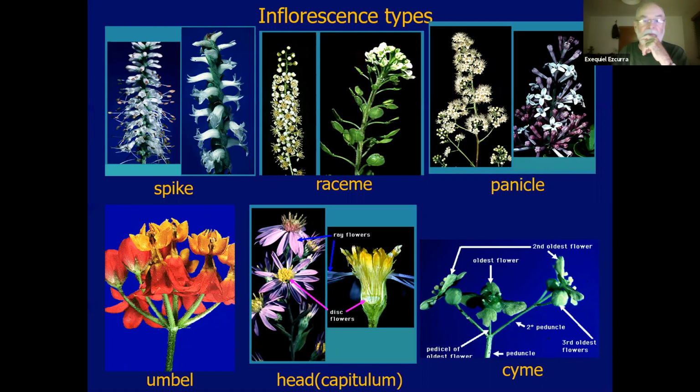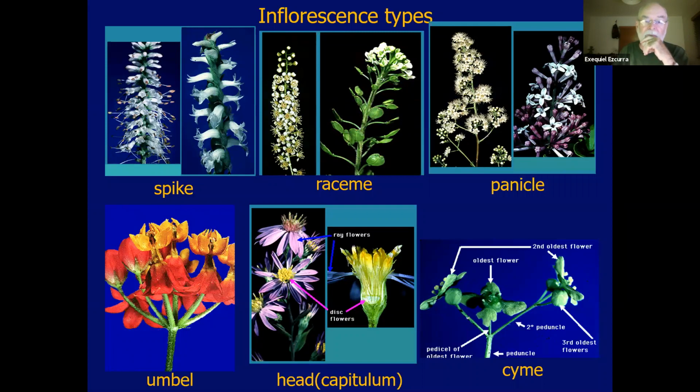Here we have, let us start in the center with a raceme. This is from two plants that have raceme. This is wild California cherry, and this is a plant in the cabbage family, Capsella. And you can see the flowers attached to the central rachis by pedicels. Basically, it's flowers attached to the central rachis by pedicels.